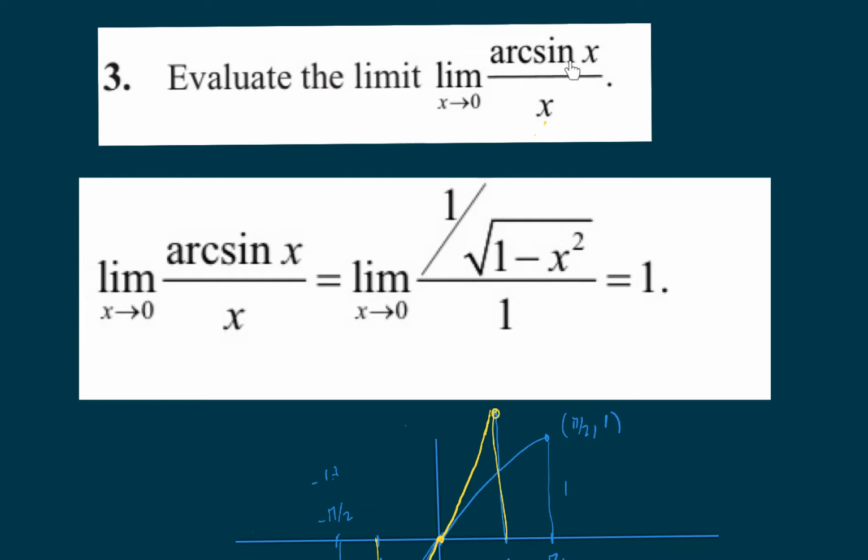Well, for this limit, L'Hopital's rule says to take the same limit when x goes to 0, but instead of arc sine of x, use the derivative of arc sine of x divided by the derivative of the denominator. The derivative of the denominator is 1, and the derivative of arc sine of x is 1 divided by the square root of 1 minus x squared. If you take the limit when x goes to 0, it will tend to 1. So this limit is 1. Let's go to the next problem.